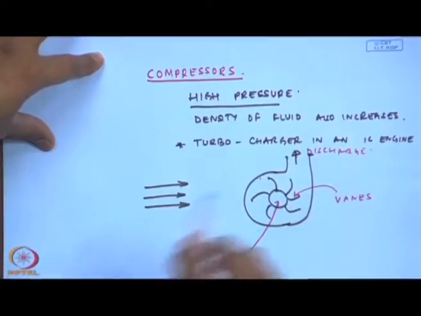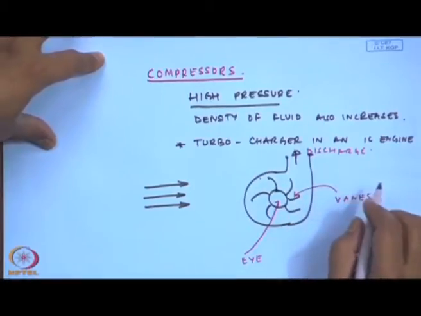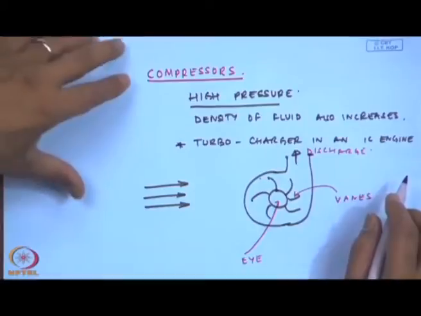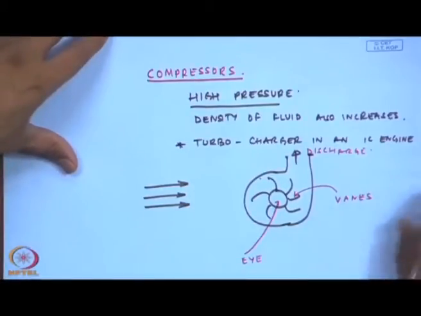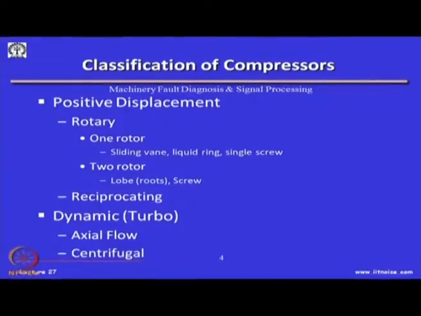Okay. And of course, we have the reciprocating compressors, and a few other positive displacement compressors. I will go into the details of compressor classification maybe in the next slide. So, this is how the compressors are classified. They can be positive displacement as opposed to dynamic or turbo compressors. Positive displacement can be rotary, one rotor or sliding vane or liquid ring or single screw.